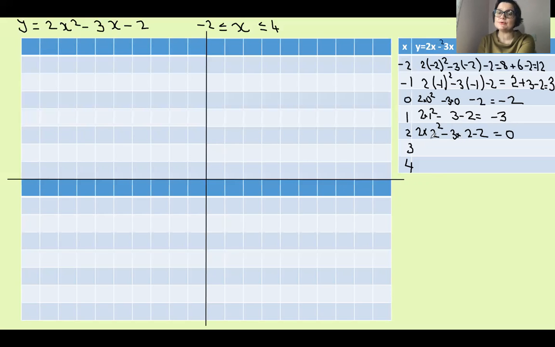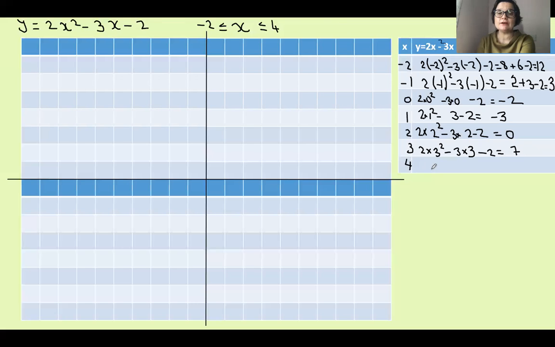For x equals 2, substitute bit by bit, and the answer is going to be 0. For x equals 3, again, you don't need the bracket when you substitute a positive value. So 3 to the power of 2 is 9, times 2 is 18, minus 9, minus 2, and the answer is going to be 7.